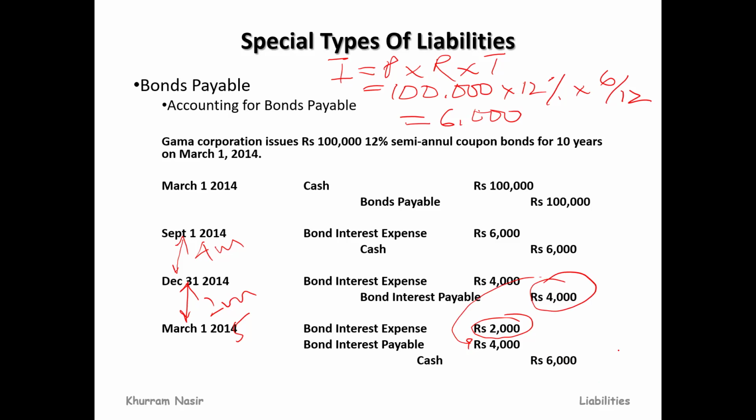So these entries repeat. September 1, 2015, we have the same entry repeated again. December 31, 2015, we'll have the same entry repeated here. March 1, 2016, we'll have the same entry repeated. That means for the next 10 years, these interest payment entries will remain the same. But at maturity, which is going to be March 1, 2024.